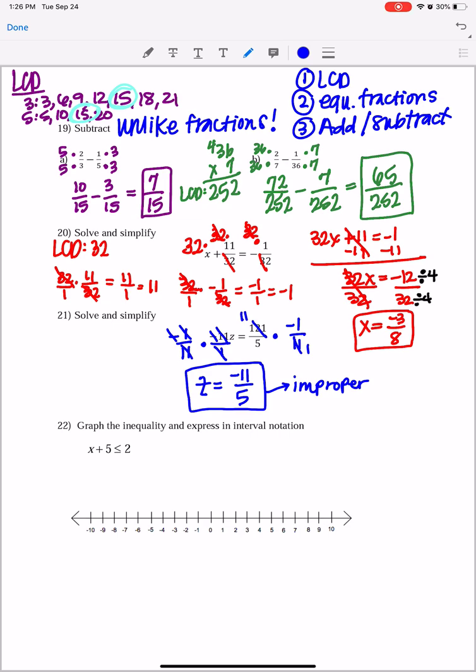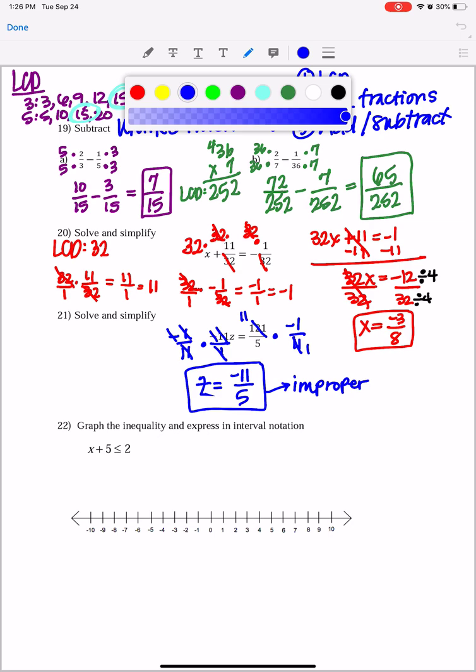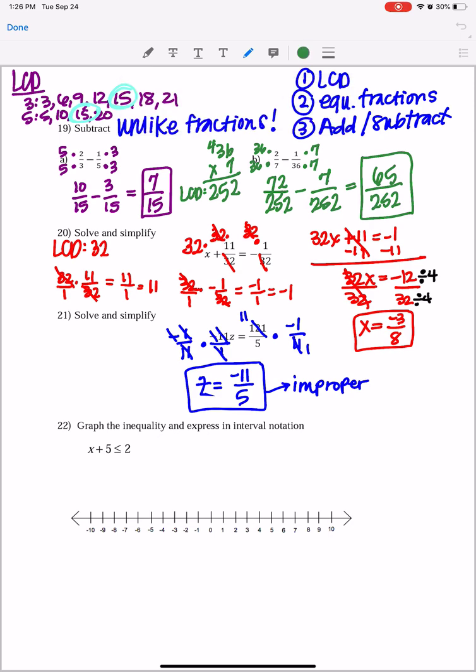22, graph and solve the inequality and express in interval notation. So, first you got to solve this. To get x by itself, we're going to subtract this 5 over. So I get x is less than or equal to -3.